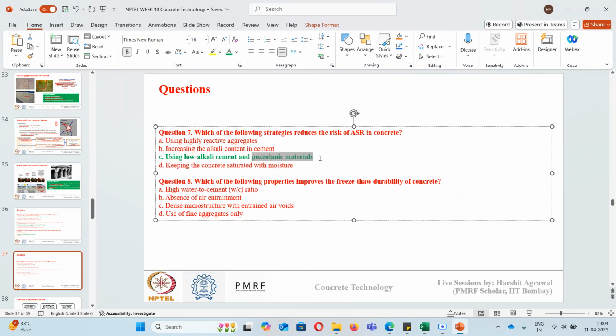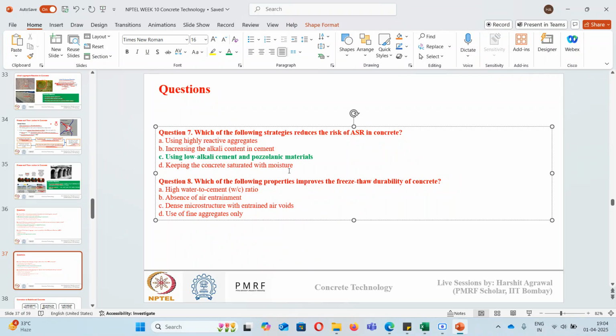So pozzolanic material will consume CH, it will reduce the alkalinity of my cement, and it will also densify the pore spaces in concrete, which will reduce the moisture presence in concrete. Okay, so it will reduce the risk of alkali silica reaction in concrete.